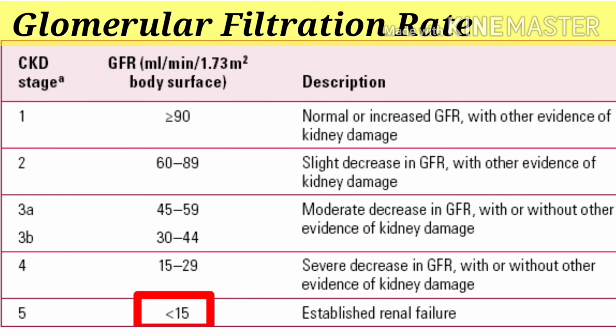And if the value is less than 15, that is, if the blood filtered is less than 15 ml per minute, there is severe decrease in the glomerular filtration rate and it leads to the kidney failure. Kidney transplantation is necessary if these values are there.